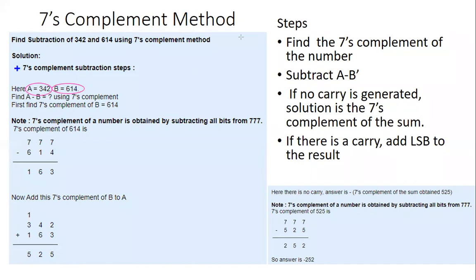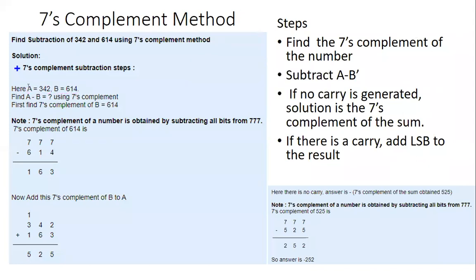Now what are the steps? Similar to the 1's complement method, in 7's complement the first step is to find the 7's complement of B. Now how will I find the 7's complement of B? Two methods I told to find the complement: one is negating, the other is subtracting from 1 in 1's complement. In the 7's complement method, you are going to subtract the number B from 7. That is how you find the 7's complement.